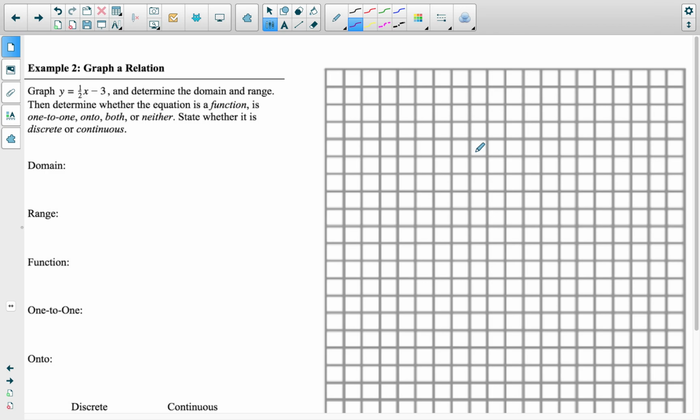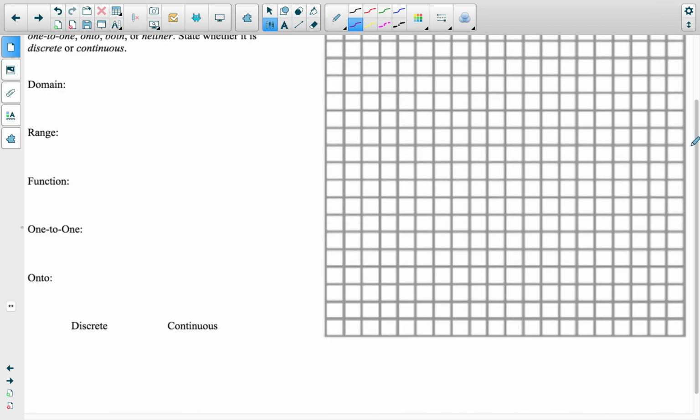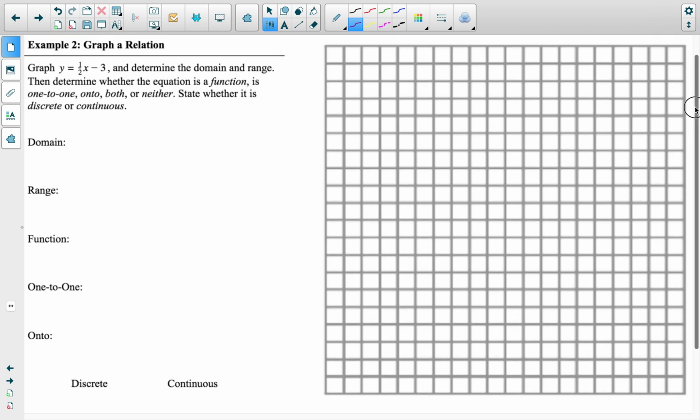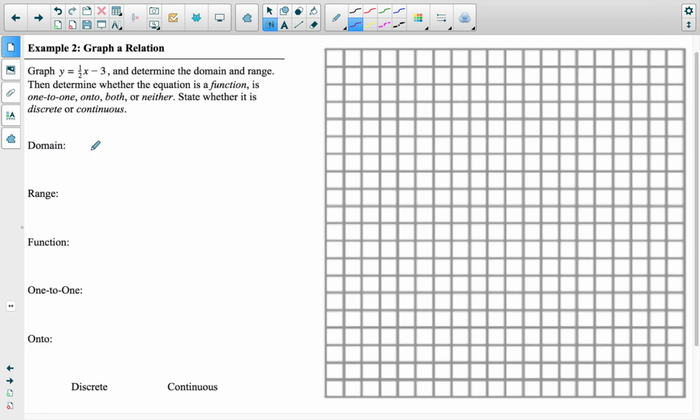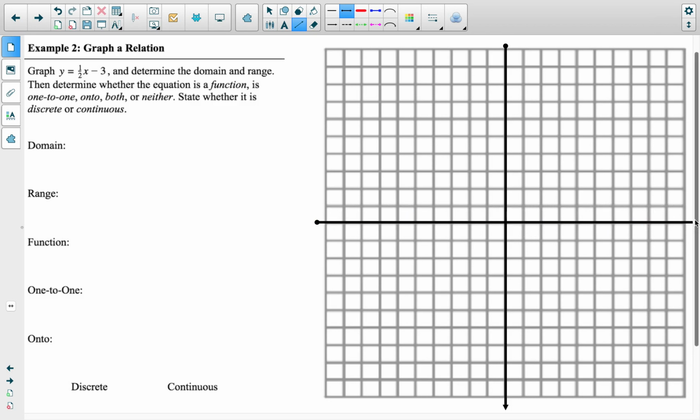Okay, so let's bring it all together. We're going to graph a relation here. Let me see if I can make this able to be seen. All right, so we're going to graph 1/2 x minus 3 and determine the domain and range. So let me see if I can get us some axes. That would probably be the easiest thing, to have some axes. That would be great. So this is my y-axis, this is my x-axis, and now we're going to graph.